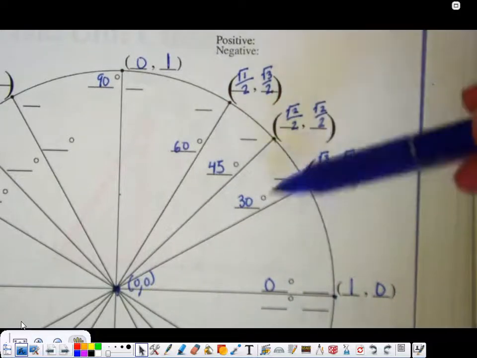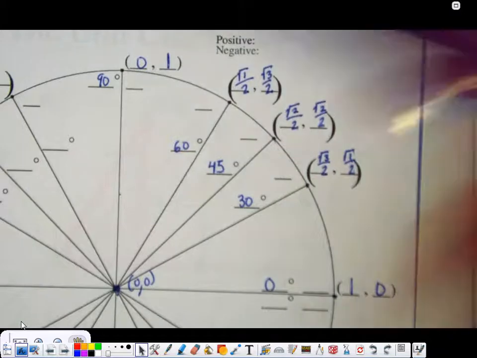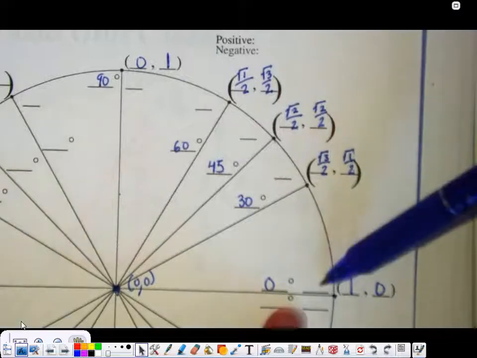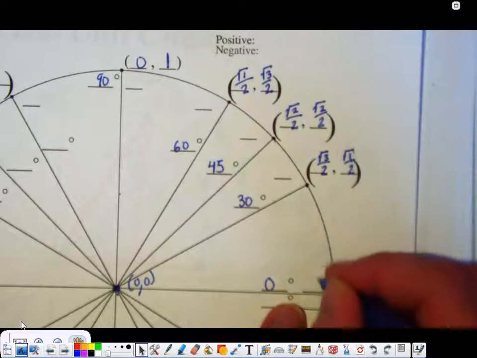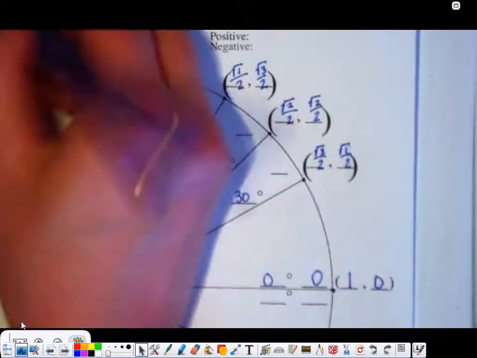You need to memorize the radians for the first quadrant, and after that I'll show you patterns that'll help you figure out the whole rest of the unit circle, but not today. Today's just first quadrant. Okay, so 0 degrees, how many radians do you think that is? 0.